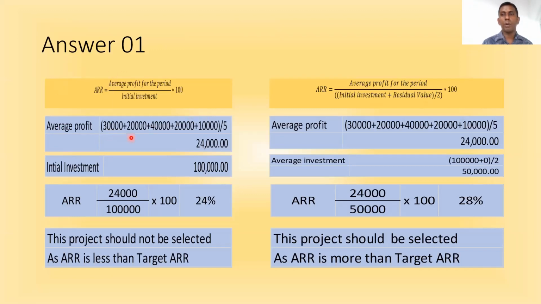To calculate average profit, my dear students, you need to take the sum of profits for the period, or the total of the profit generated for the period. That sum has to be divided by the number of years, or useful life of the project. When you divide total profits by the number of years, here we have an average profit of 24,000.